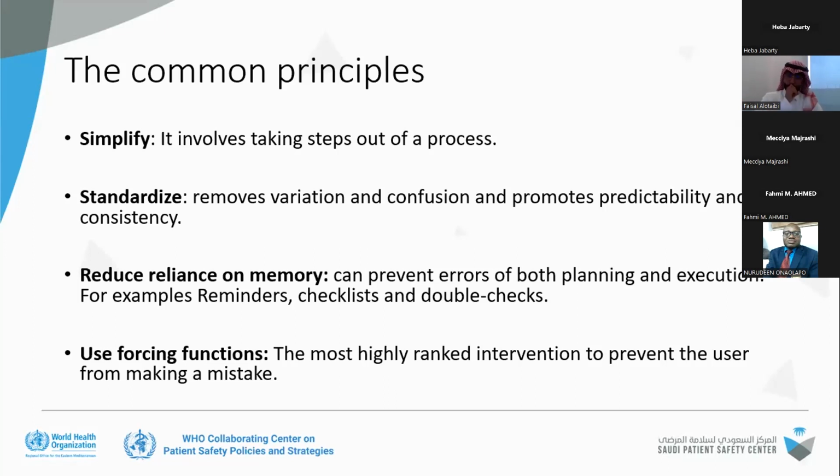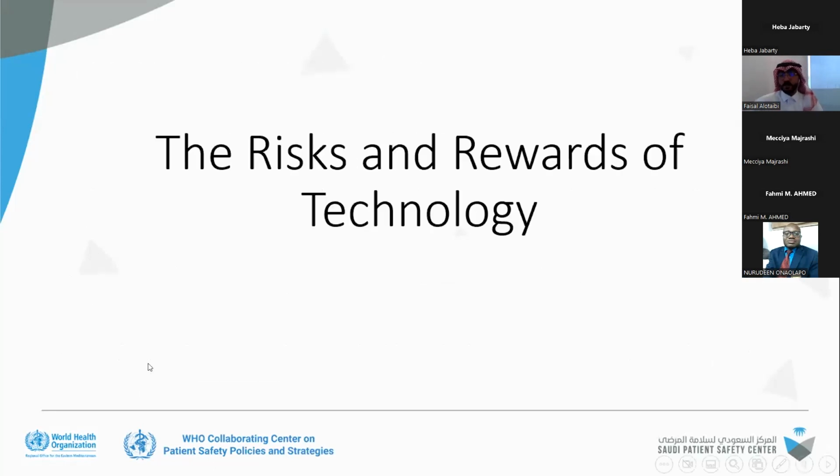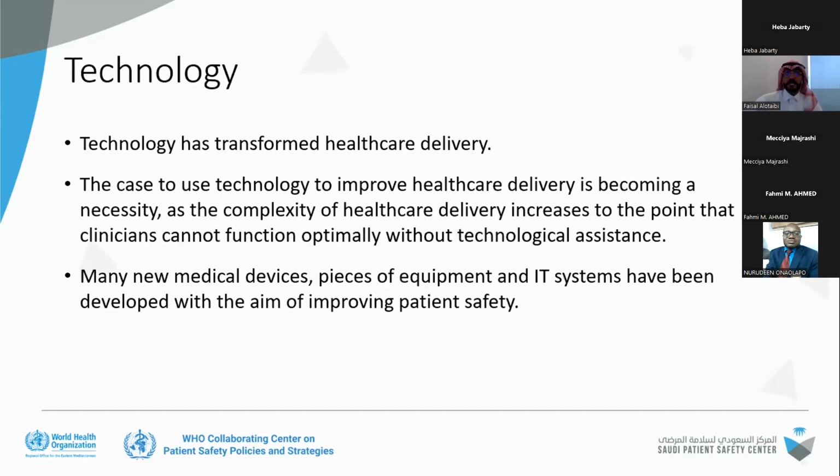Next. So in brief, we'll speak about one of the components of the system, which is the technology. And we know that technology has transformed the way that we are providing care. Technology has become essential in any hospital, starting from the electronic health record to barcode medication administration to the clinical decision support system. All these are just examples of how technology can help in providing care and assuring patient safety to our patients.